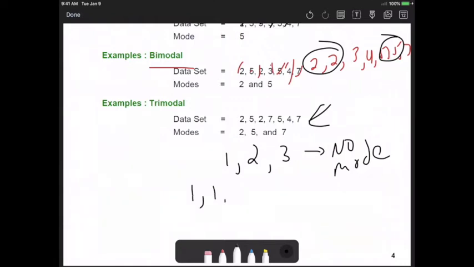I have 1, 1, 2, 2, 3, 3. Again, no mode, because they all come up the same amount of times. So if the numbers come up the same amount of times, there's no mode.